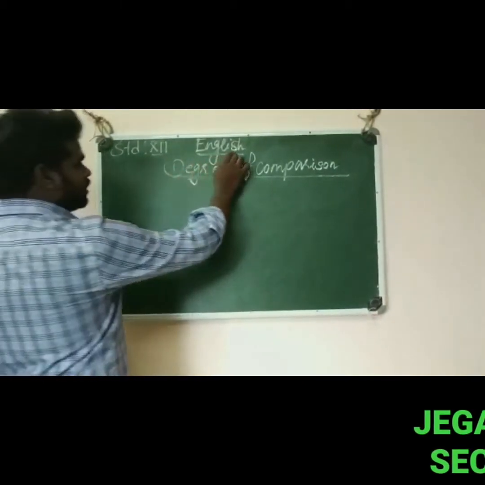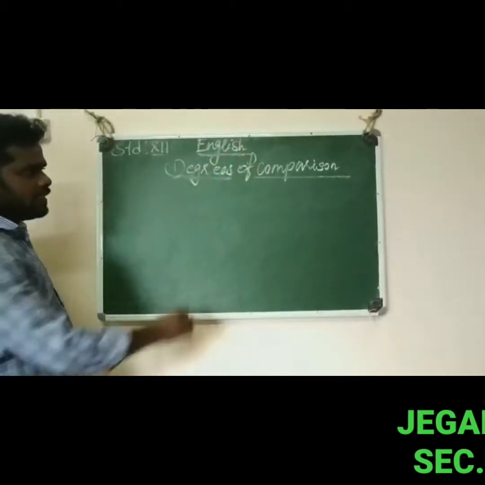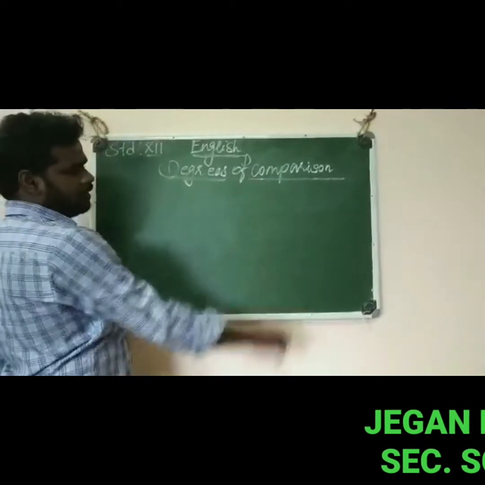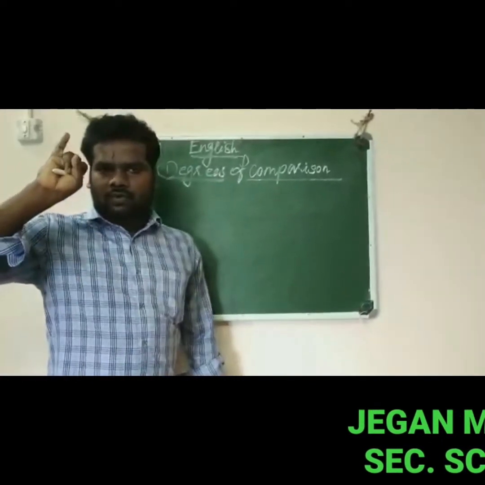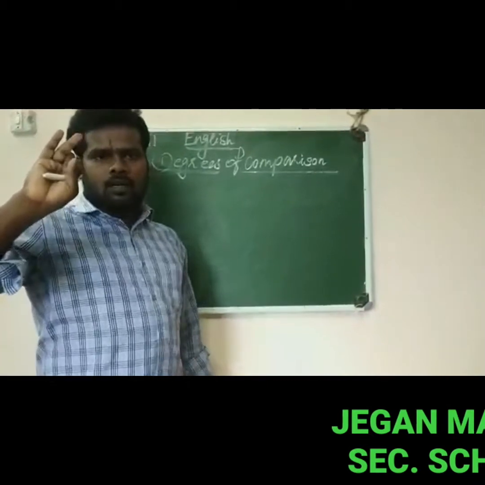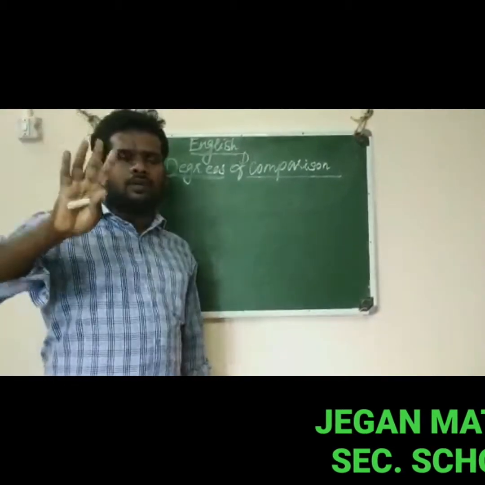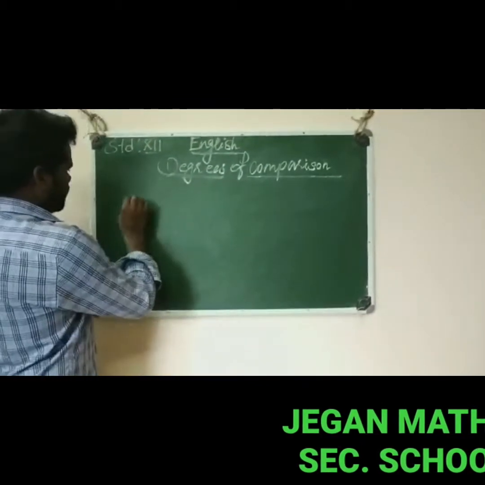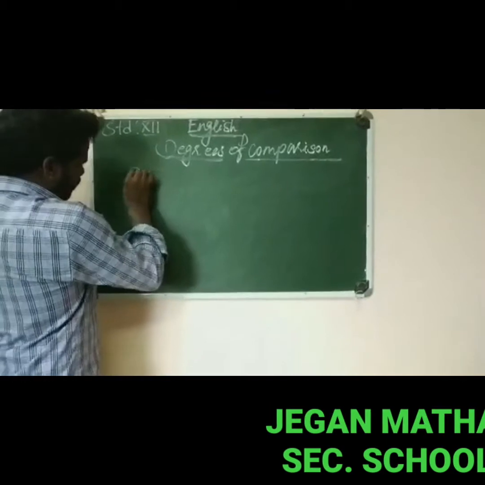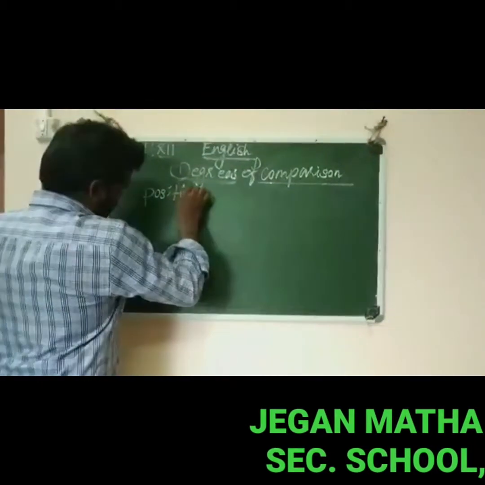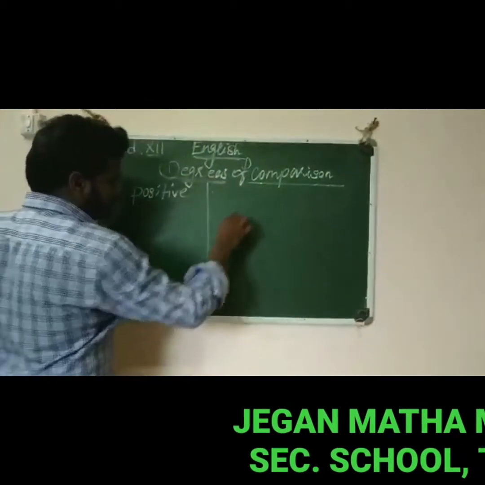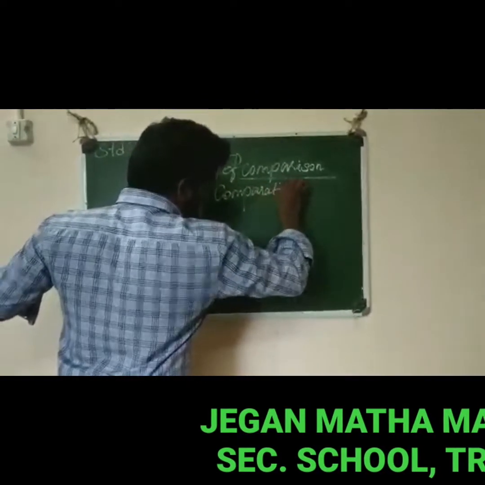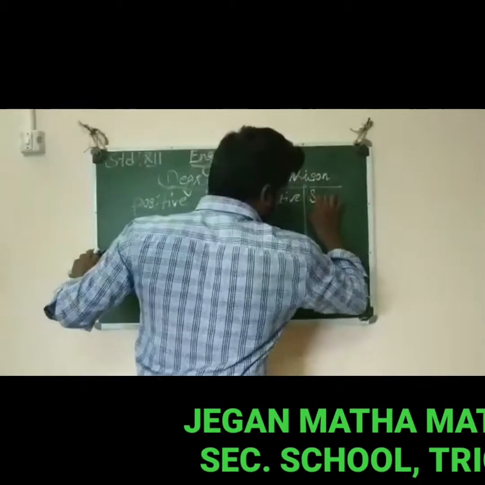12th standard English grammar, degrees of comparison. Now we are going to learn about degrees of comparison. We have three types. First one is positive, second one is comparative, and third one superlative. We have to learn through the tabular column as positive, comparative, superlative.